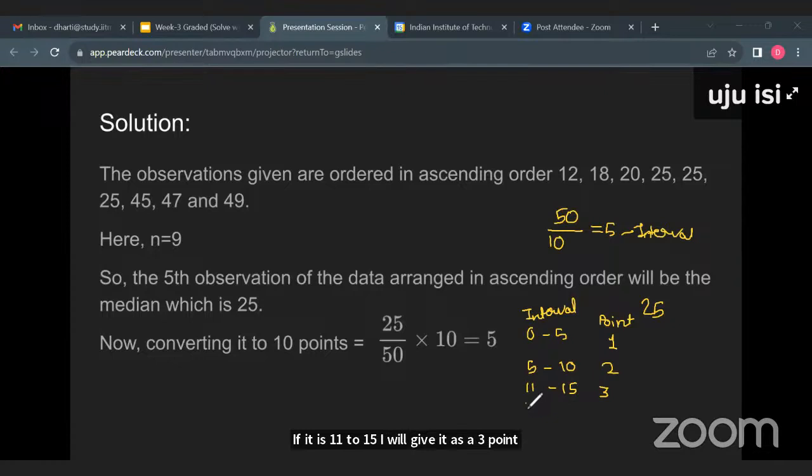Sorry, it should be 6 to 10, the second one. Yes, it is 6 to 10. Then 16 to 20, it is 4 points. 21 to 25, it is 5, and so on. Okay. Do you understand by this method also?